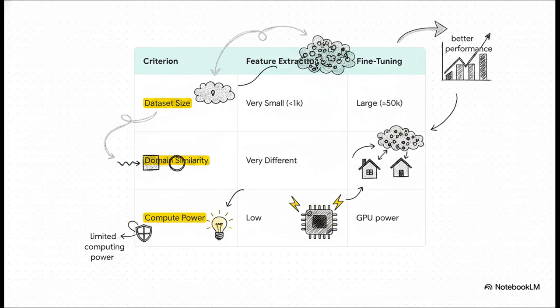So how do you choose which one to use? Well, it all comes down to a few key trade-offs. If your own dataset is really small, or your new task is super different from the original one, or you just don't have a ton of computing power, feature extraction is your safest bet. It stops the model from getting confused and messing up its core knowledge. But if you've got a decent amount of data, your task is pretty similar to the original, and you have the horsepower, then fine-tuning is almost always going to give you better results.